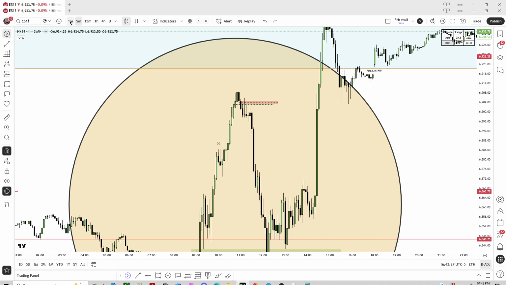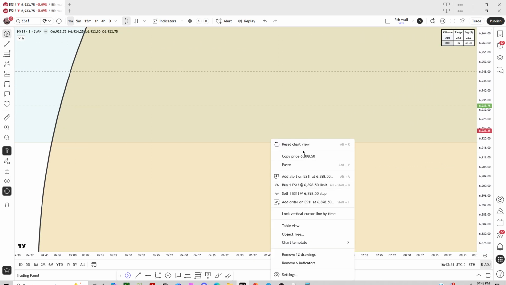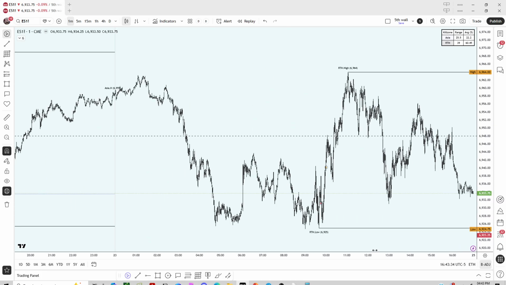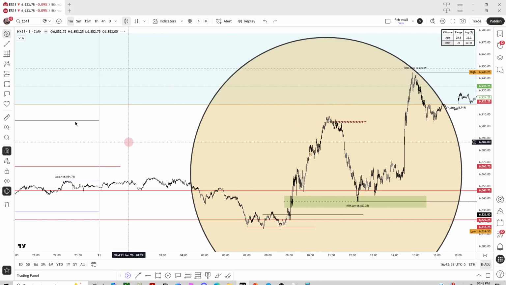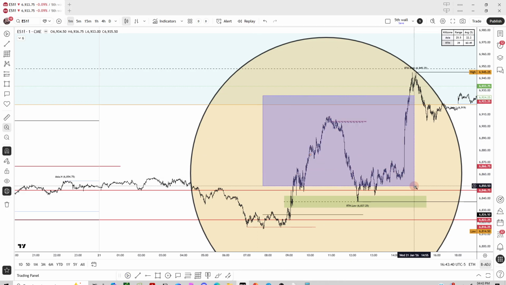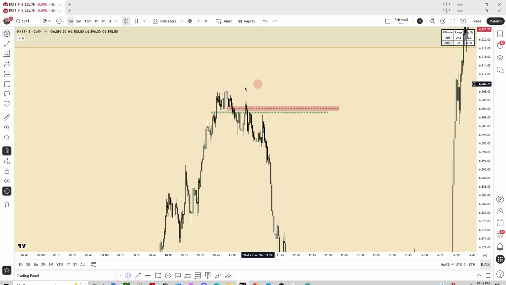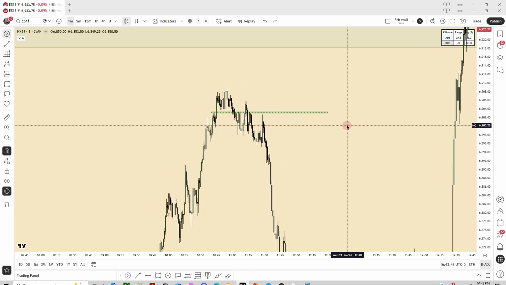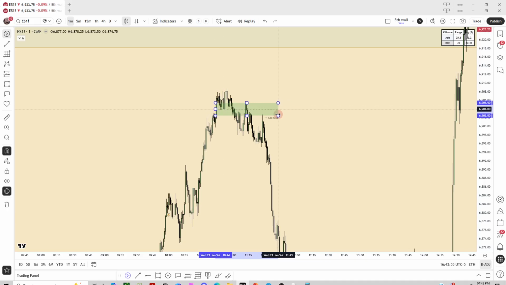Actually, I'm going to just go to the 1 minute just to show you that it's even better over there, more clear. Now it's very clear, right? But you can see everything. All right, so that's a bullish fair value gap that's been violated.